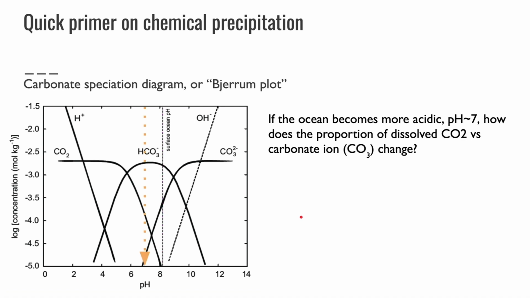Now we can start to pose a hypothesis. So if we hypothesize that oceans are becoming more acidic, let's say it reaches a pH of 7, how does the proportion of dissolved CO2 versus carbonate ion change? So you would do the same thing, where you would look to see where that line at pH of 7 intersects with the CO2 concentration and the carbonate concentration. And you can see that now CO2 is in greater abundance than it was at ocean pH, and carbonate ion, on the other hand, is much lower. So they've sort of swapped roles here.